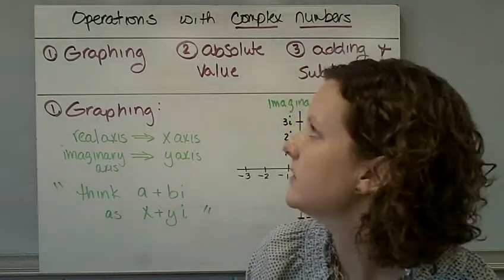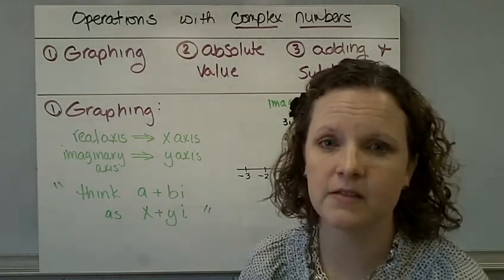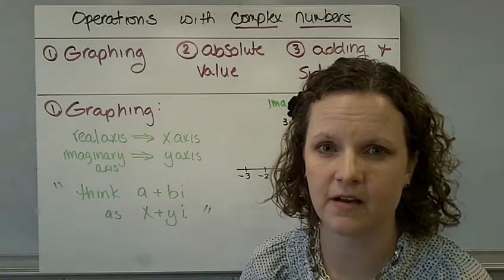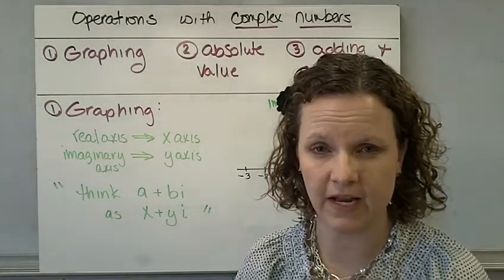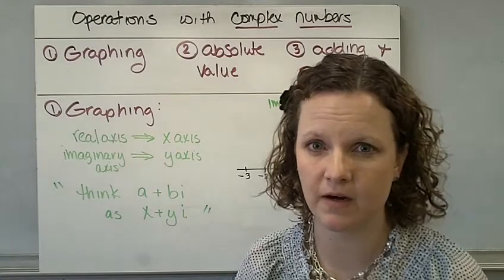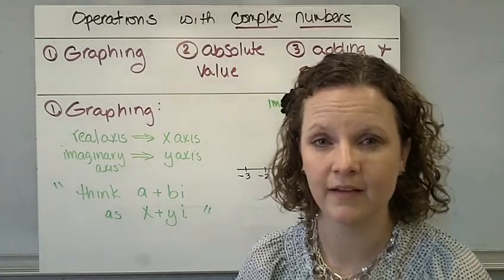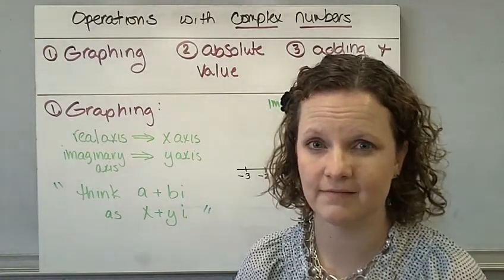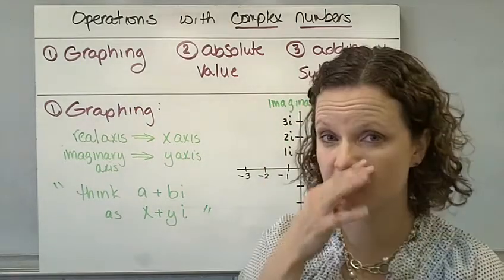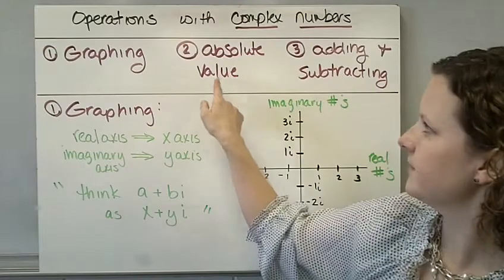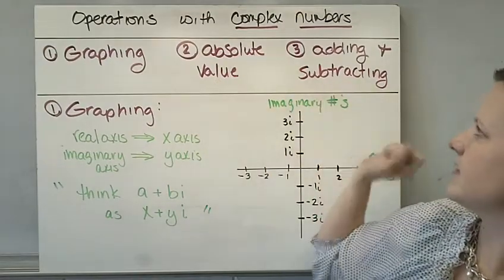Today we're learning about operations with complex numbers. Complex numbers are numbers that you've gotten by taking the square root of a negative number. Remember, it has a real part and an imaginary part, like 3 plus 3i. Okay? So we're going to do operations. We're going to graph, find the absolute value, and add and subtract.